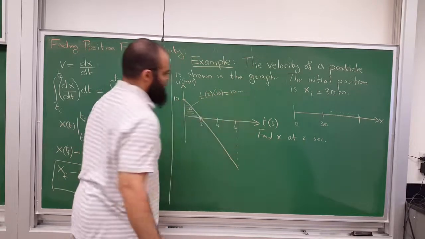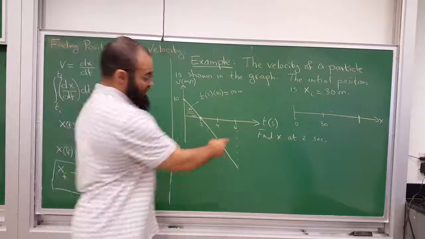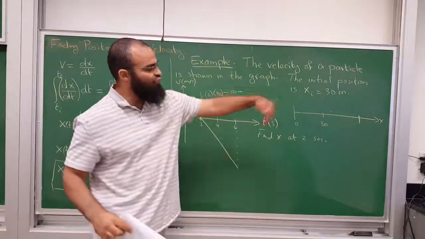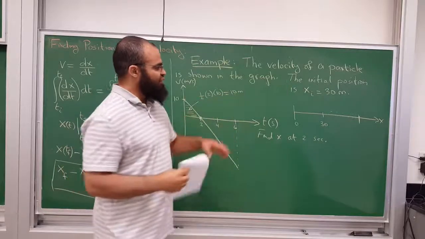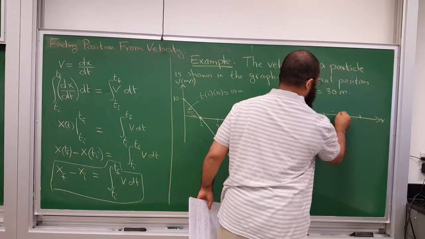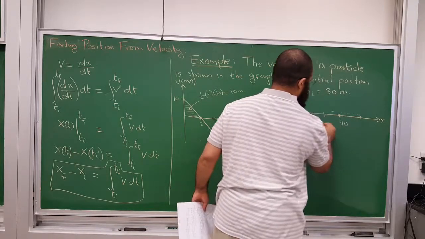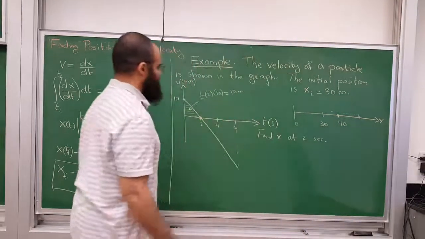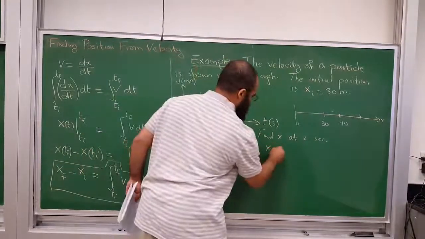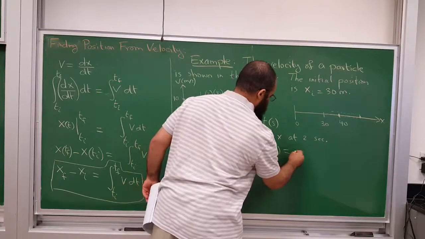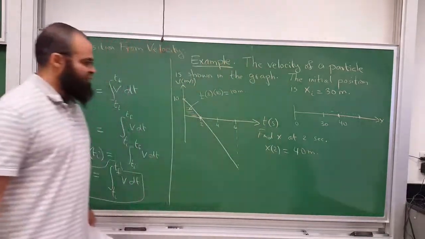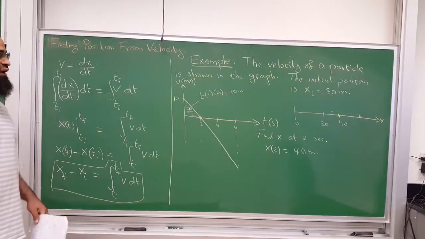That's 10 meters. So the position at 2 seconds: it started at 30, but then it moved further by 10 meters. So that's 40. It moved an additional 10 meters, so x at 2 seconds is actually 40 meters. Okay, that's that.